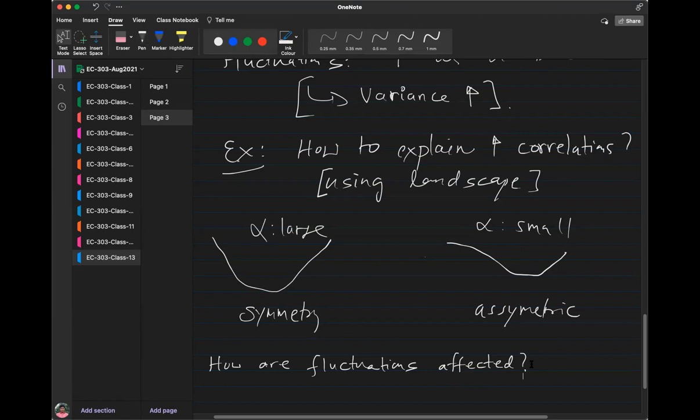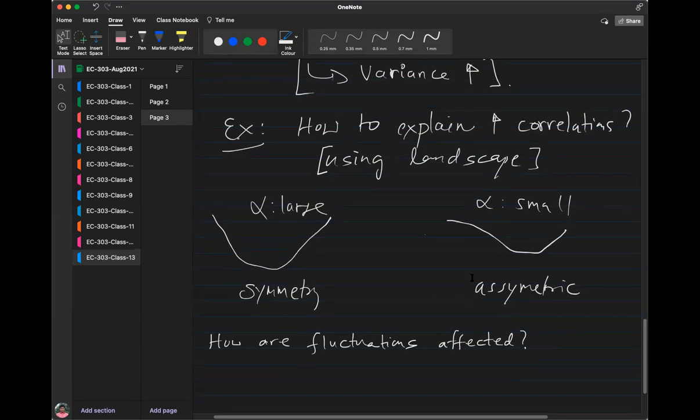As you go from large alpha to small alpha, does the asymmetry have a direction? Yeah, clearly it has a direction towards the other state. If the asymmetry is changing a bit with time, then it becomes symmetric effectively, right? So there is a directionality here. The fluctuations will push the system towards the other stable state in some ways.